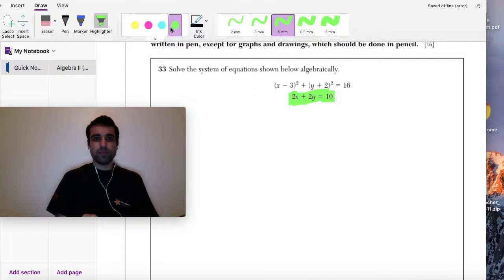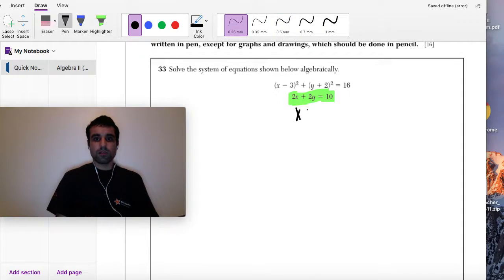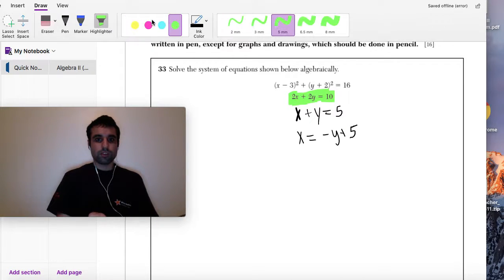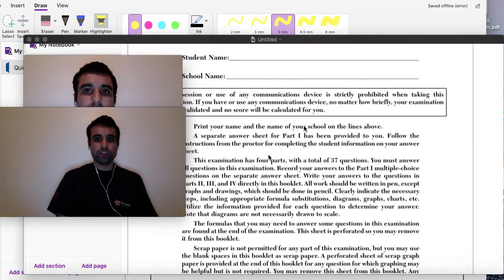Now, if I simply divide all the terms by 2, I'll end up with x plus y equals 5. Now, I'm going to subtract y on both sides. You could have subtracted x as well, and you get x equals 5 minus y, or negative y plus 5. I'm going to highlight this new form of the linear equation in yellow.